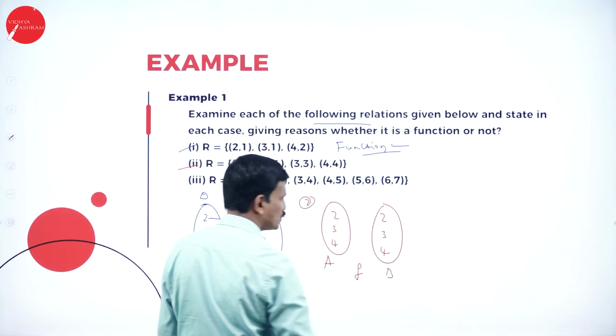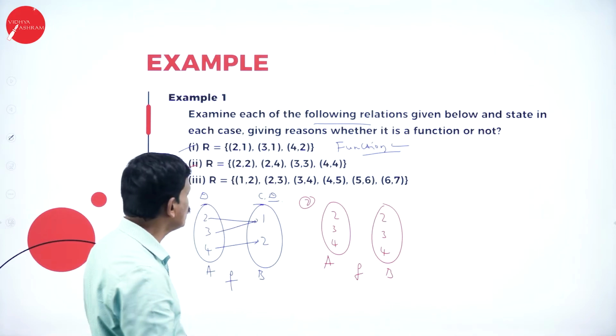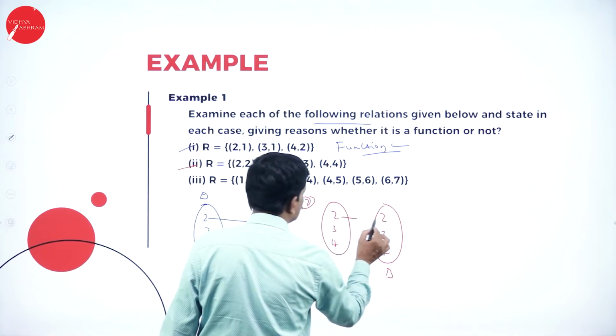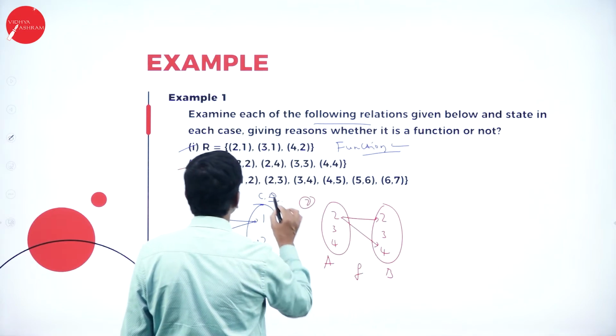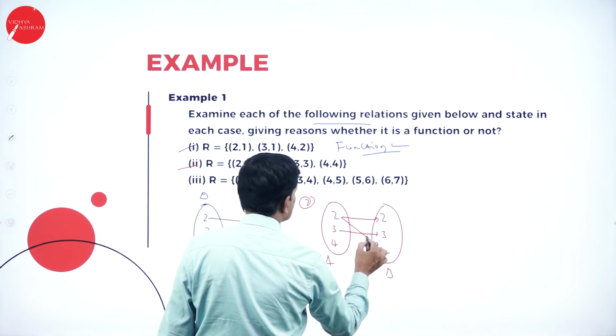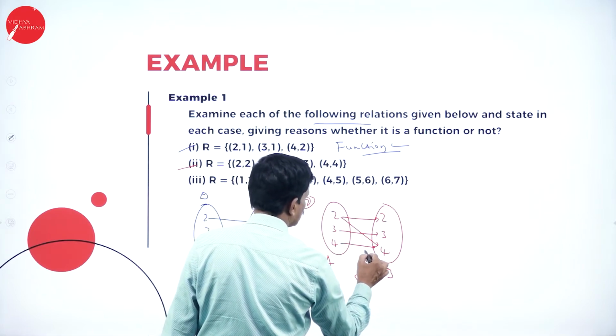Check whether this is a function or not. So, what is the association given? The mapping is 2 to 2, 2 to 2 is given. Again 2 to 4 is given. Again 3 to 3 is given. Again 4 to 4 is given.